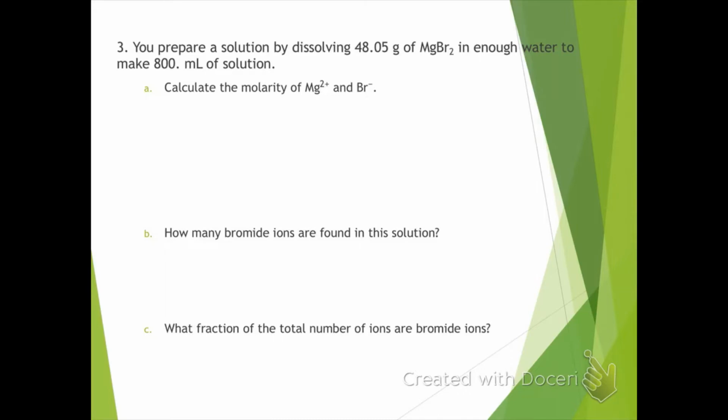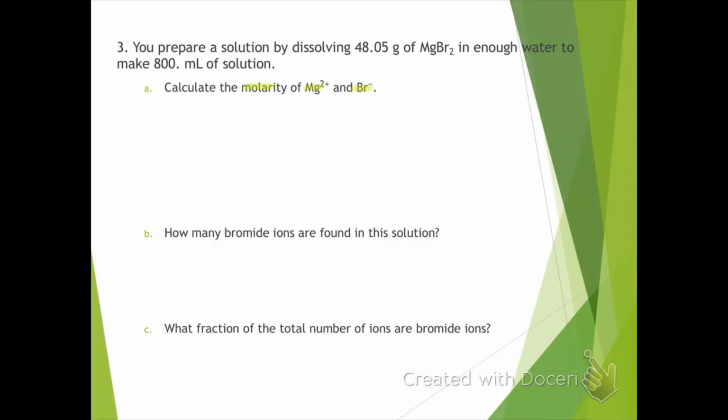So, example number 3 here. We're preparing a solution by dissolving 48.5 grams of magnesium bromide in enough water to make an 800 milliliter solution. We're looking for the molarity of both of those ions that make up our magnesium bromide.